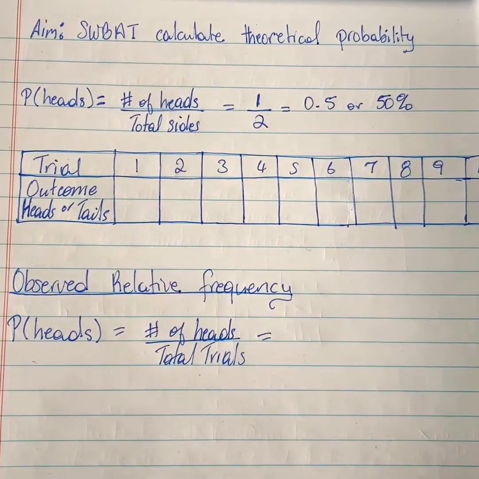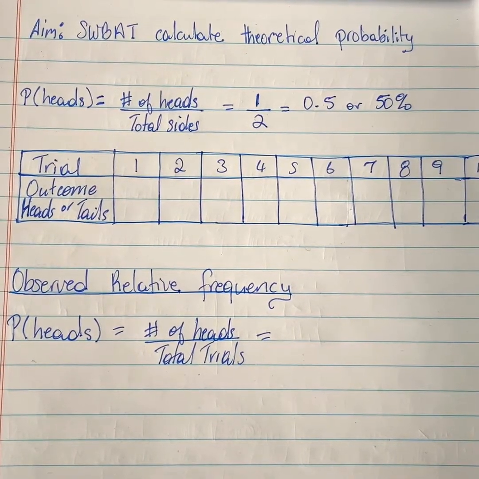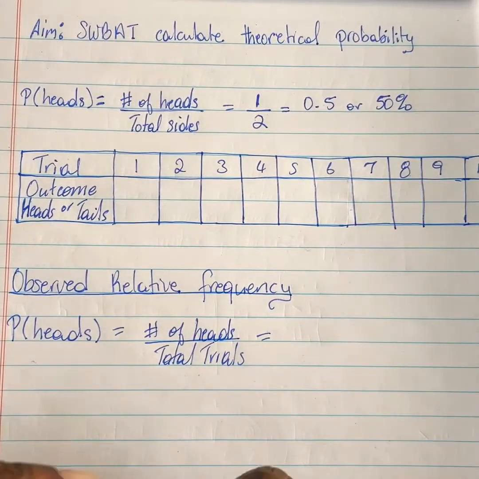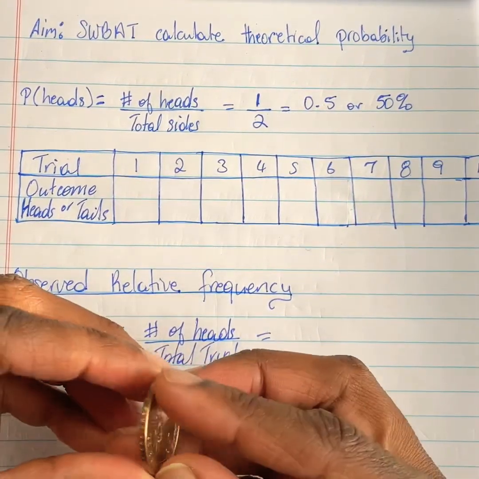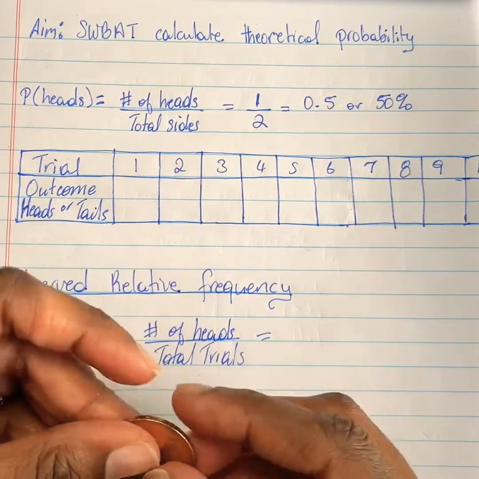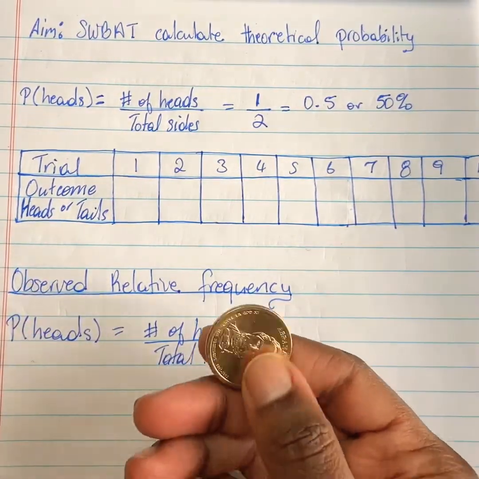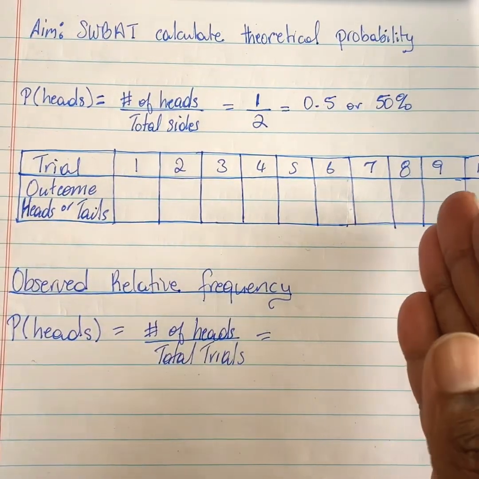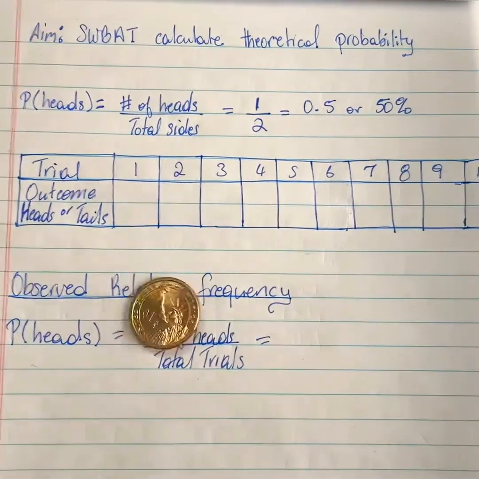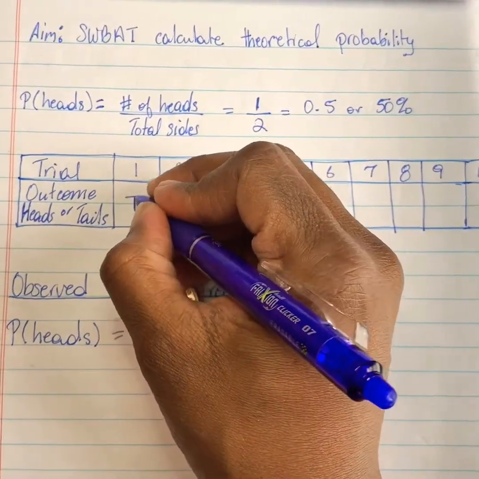And then it gave us a table, asking us to do the trials. So I went ahead and found this coin. This is my heads on the coin, and then you have the tails. I'm going to do the flips so we can see using the trial. For the first one, it was a tails, so I'm going to put T for tails.